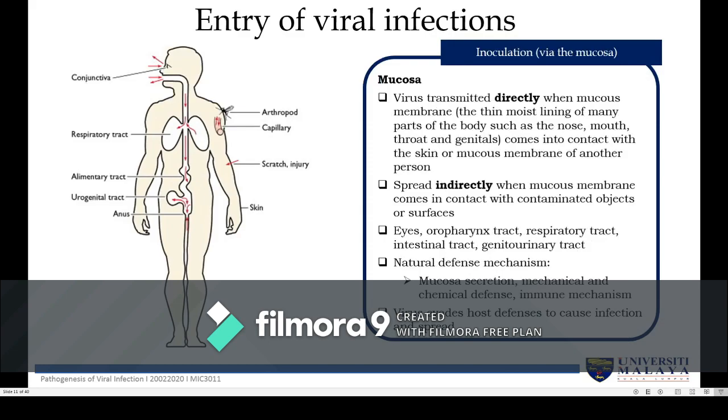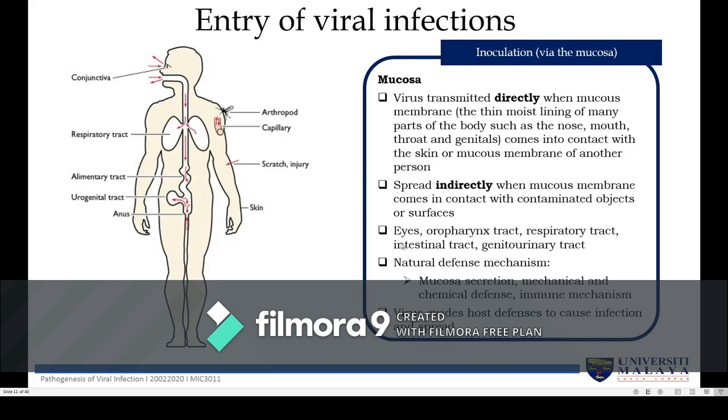The second one is via the mucosa. So the virus is transmitted directly, remember, directly when a mucous membrane, which is the thin moist lining of many parts of the body such as the nose, mouth, throat and genitals, comes into contact with the skin or mucous membrane of another person. So when the mucus meets the mucus of another person, it causes direct transmission of the virus. But it will be caused indirectly when the mucous membrane comes in contact with contaminated objects or surfaces. Okay, so not a mucus surface, but contaminated objects or surfaces.